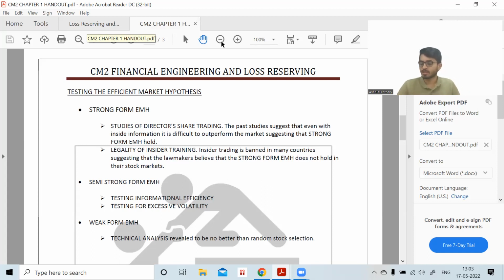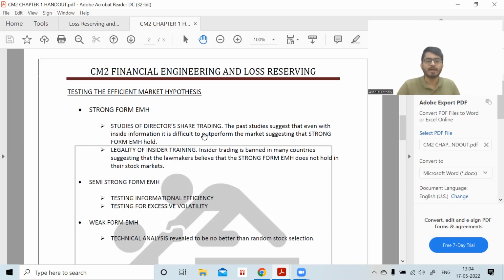Note that the studies of directors' share trading are referring to specific studies. There could be alternative studies suggesting otherwise as well. In case you come up with any question, you can just say that basis certain past studies, it might show that the markets do in fact hold strong form efficiency. Alternatively, when I look at insider trading, most of the countries have banned it, which implies that the markets might not be strong form efficient, or at least the policy makers feel that the markets are not strong form efficient, and that is why they have banned insider trading.